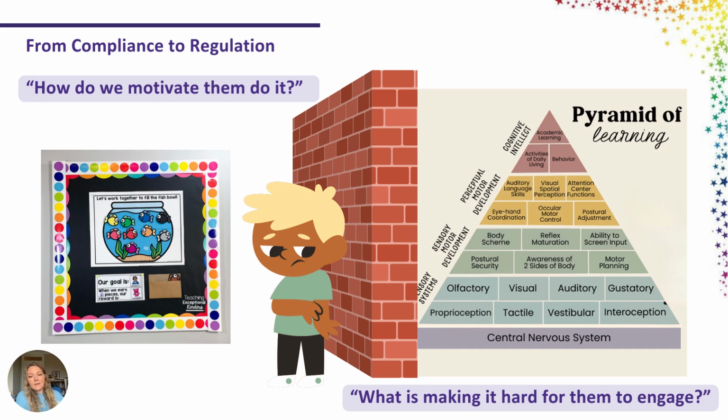But now we're looking at what's beyond that behavior, and behind the wall is the pyramid of learning. What we're looking for is what's actually preventing them from doing what they want to do, and that is often our regulation, our nervous system. This is the pyramid of learning, and at the bottom, the foundation of learning, is our central nervous system. Once our regulation needs are met, then we will have access to motor planning, body awareness, being able to understand and respond to language. We're going to be looking at activities of daily living. And at the very top is learning.